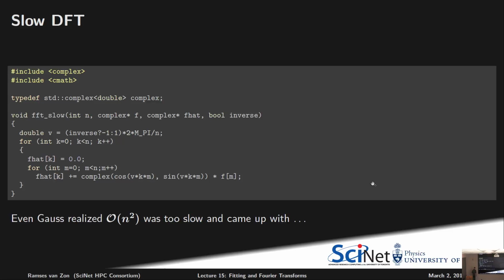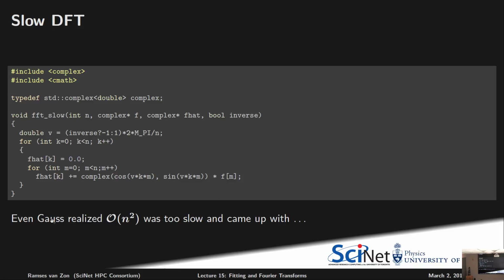So here's my non-optimized version as a comparison. I'm taking a complex array and giving f hat back. I'm just doing a double loop. I'm not even constructing the matrix. I'm just doing it by explicit manipulation.